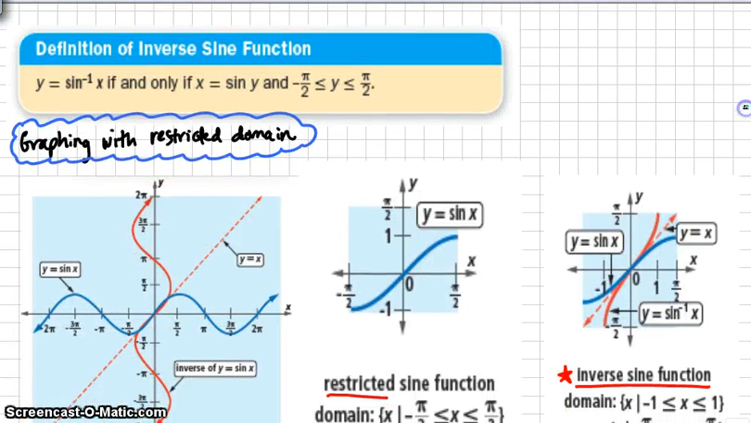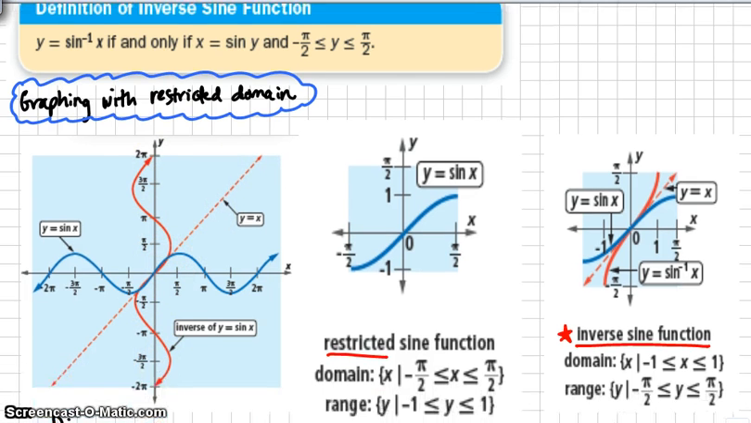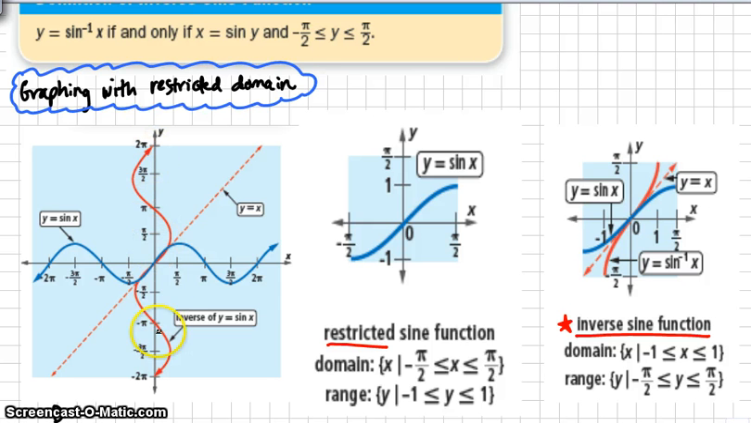Let's talk a little bit more in depth about the definition of the inverse sine function. If you look at the blue graph here, that's the original sine function graph. And if we reflect it over the line y equals x, we get the red graph here. Notice that the red graph will not pass the vertical line test, so we restrict the domain to be just from pi over 2 to negative pi over 2. So we're only going to look at the graph from here to here. So here they've highlighted that portion of the graph only, from negative pi over 2 to pi over 2.